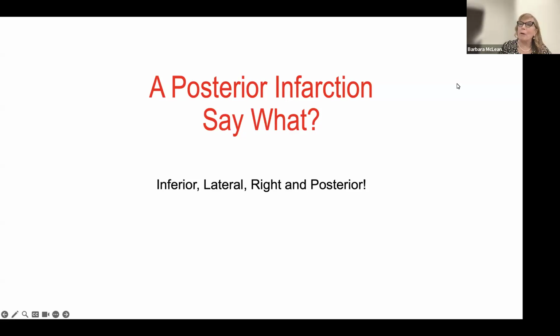And today's topic will be a posterior infarction. Say what? Really thinking about the role of the inferior infarction as a standalone myocardial infarction or in conjunction with the most common presentation, infero-posterior or lateral and posterior. So a really important perspective.